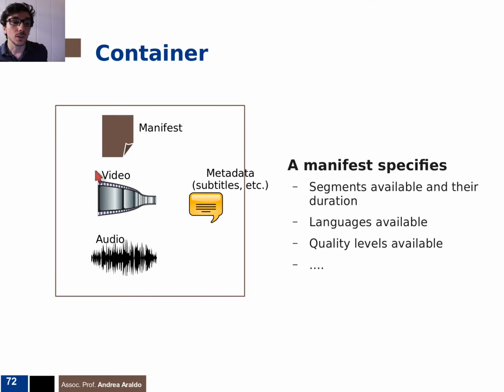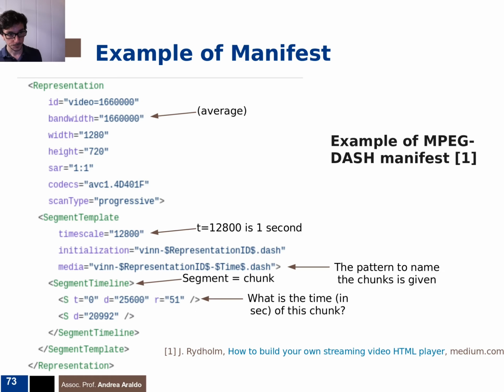And also we find a manifest. A manifest is a sort of index that describes all the elements of a video. The video flow itself, the audio, the kind of codec that is used, the metadata, the languages that are available, etc. All these elements are packaged together in a container. So a container includes a video information, audio information, metadata, and a manifest.